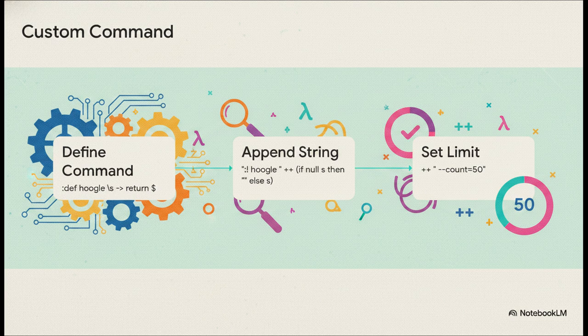Finally, we cap the output at 50. If you've ever accidentally searched for a super common type like String or Int, you know it can completely flood your terminal buffer. Appending -count equal to 50 ensures your results stay highly manageable. Add this block to your .ghci config, and you've just secured a massive quality of life upgrade.